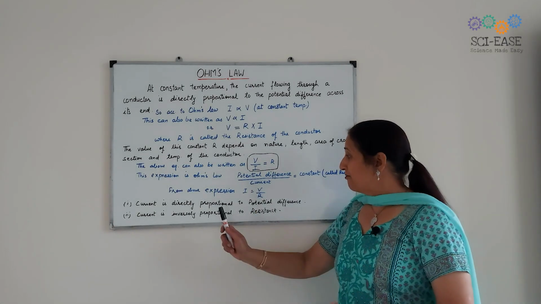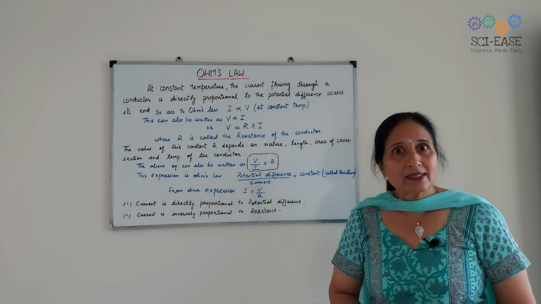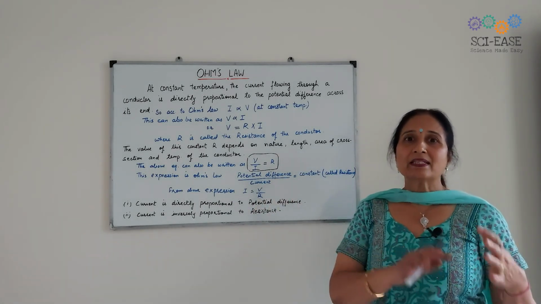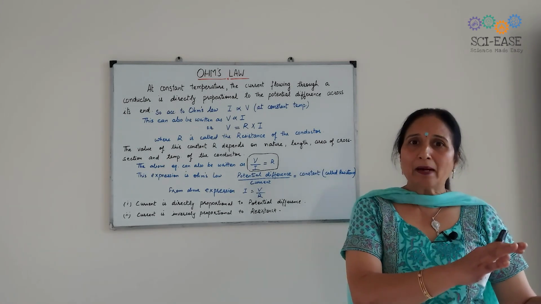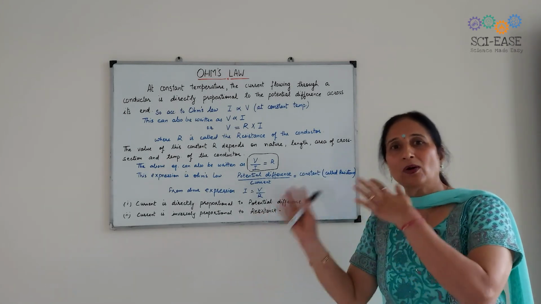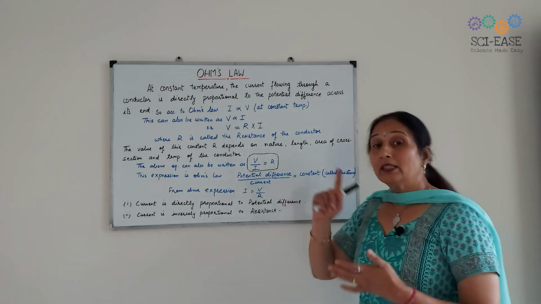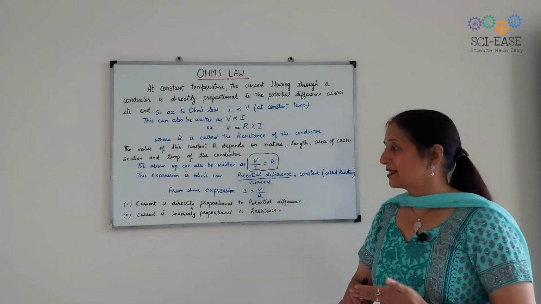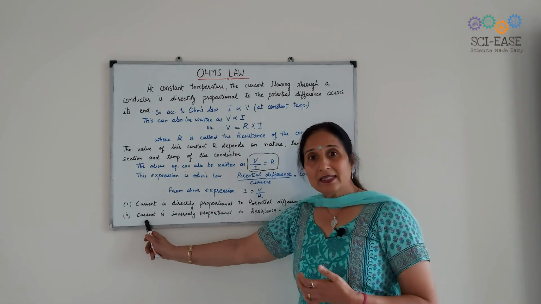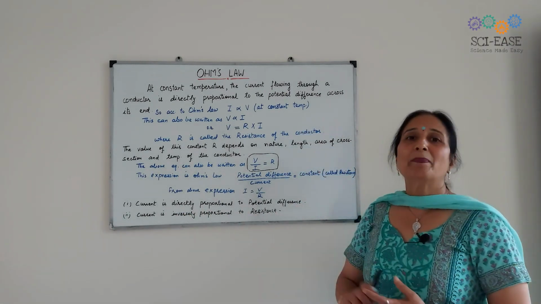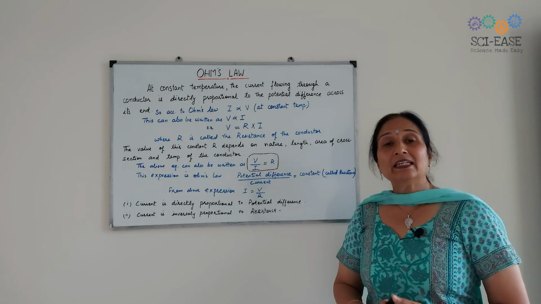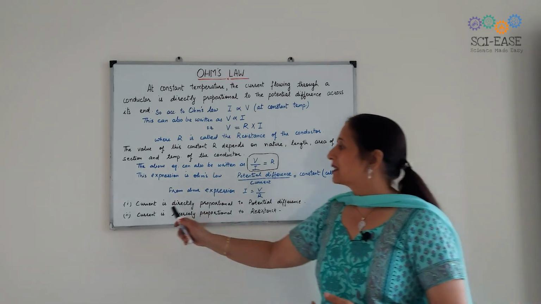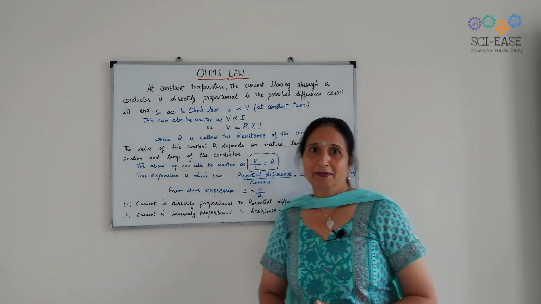So, if the potential difference is doubled, the current will also become doubled. In the same way, if the current is doubled, the potential difference will also become double. On the other hand, current is inversely proportional to resistance. If the current is doubled, the resistance will become half, and in the same way, if the resistance is doubled, the current will become half.